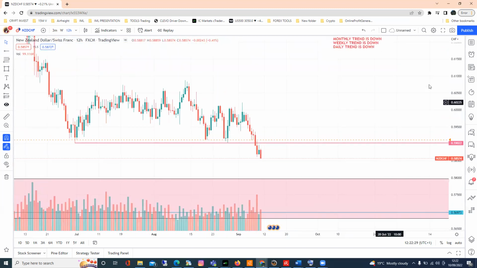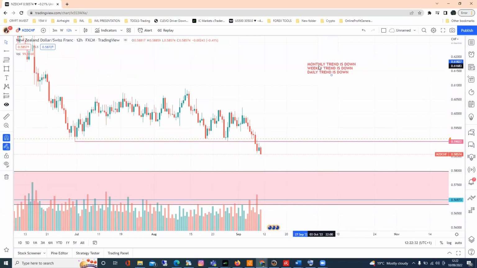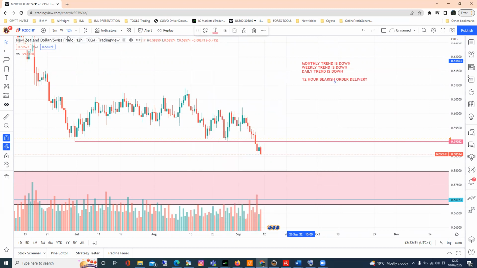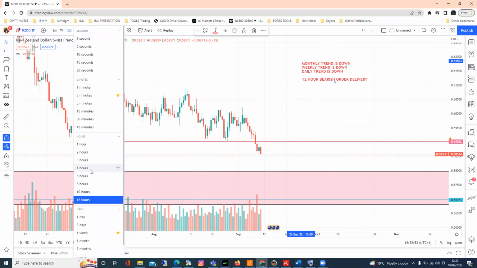So the bearish order delivery on the key lowest time frame is down as well. So 12-hour is down, 12-hour bearish order delivery. So you don't want to trade against all this. So let's look at 4 hours now.